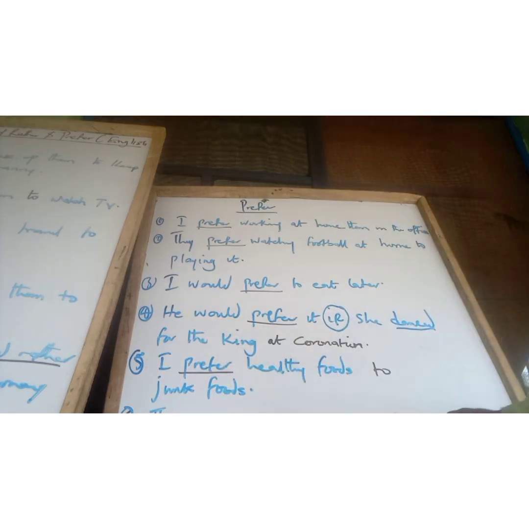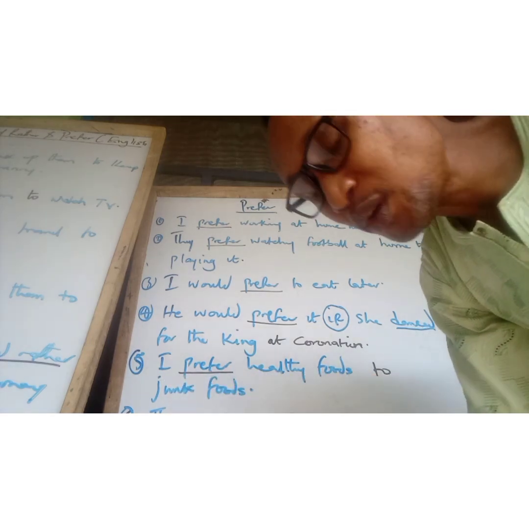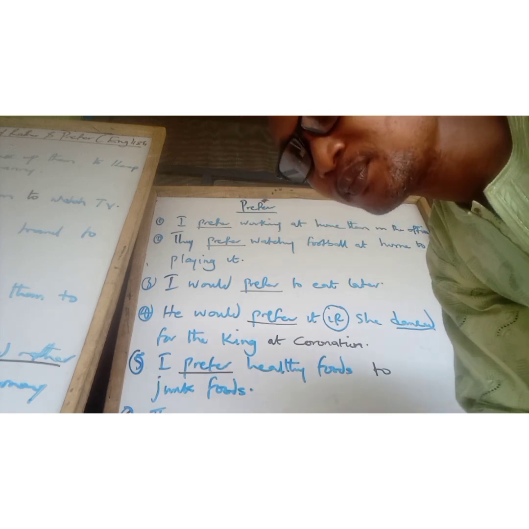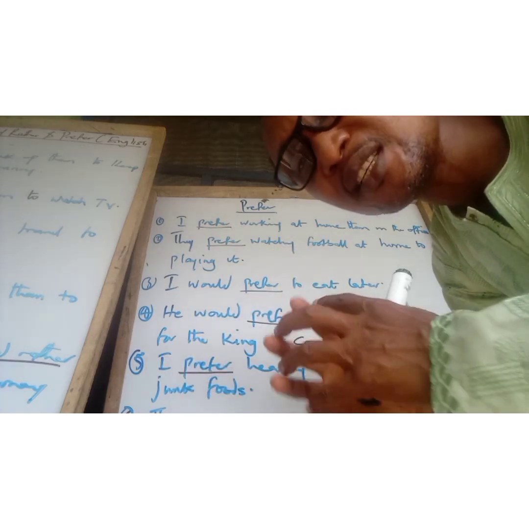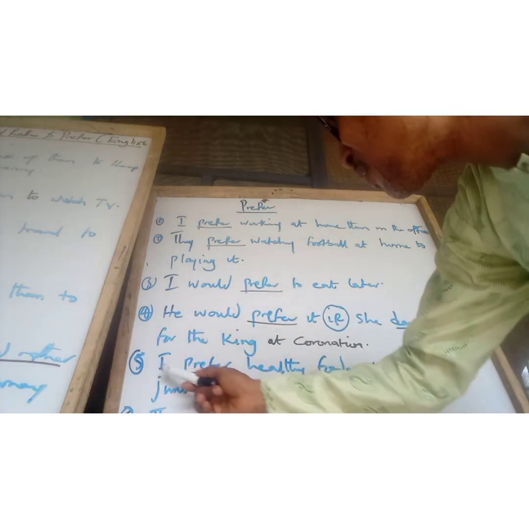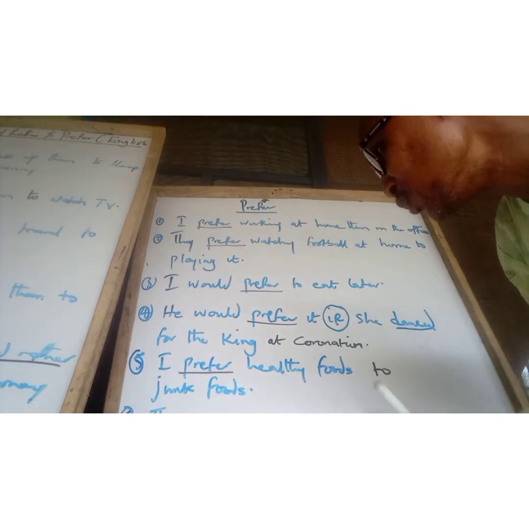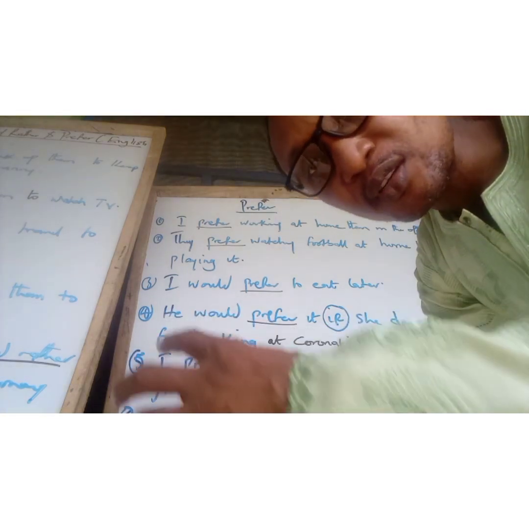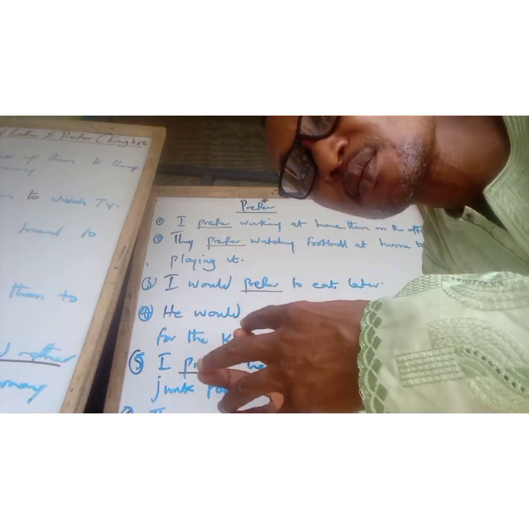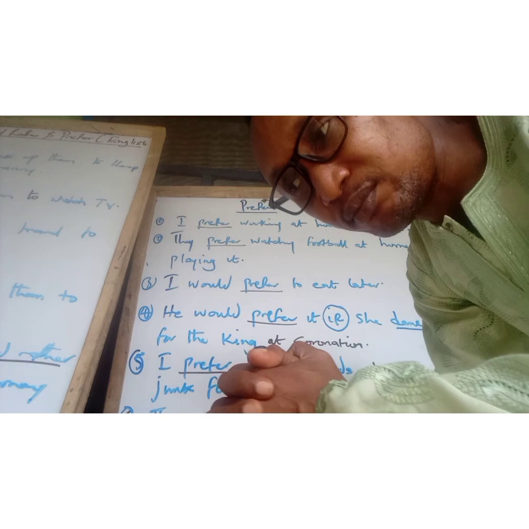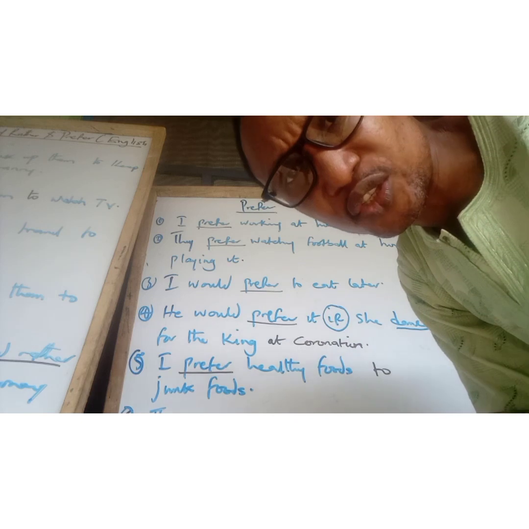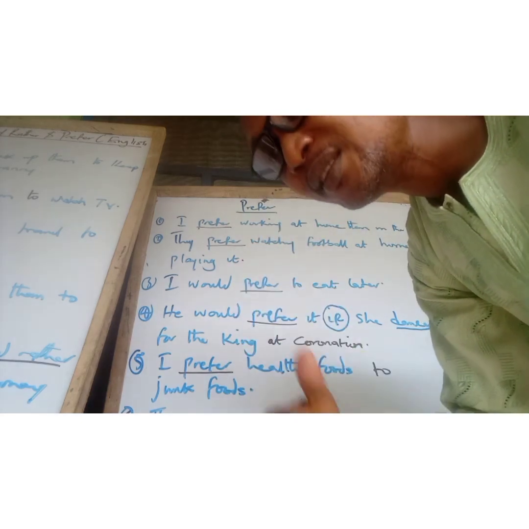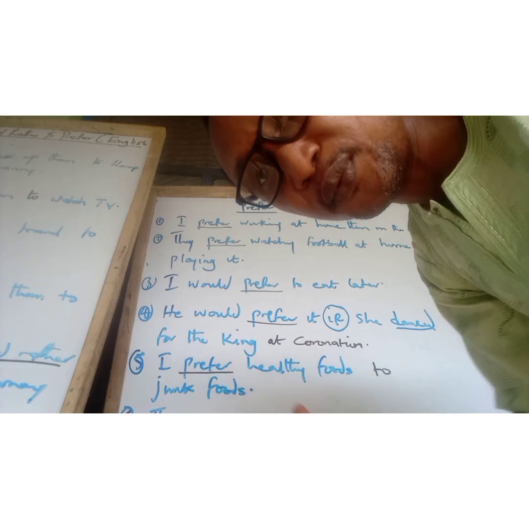Then the next one is, I prefer healthy foods to junk foods. One of the reasons why there is this global issue of obesity has to do with the rise of eating out, especially eating junk food. So I prefer healthy foods to junk foods, because junk foods predispose individuals to obesity and other health challenges. So I prefer eating healthy foods than junk foods.